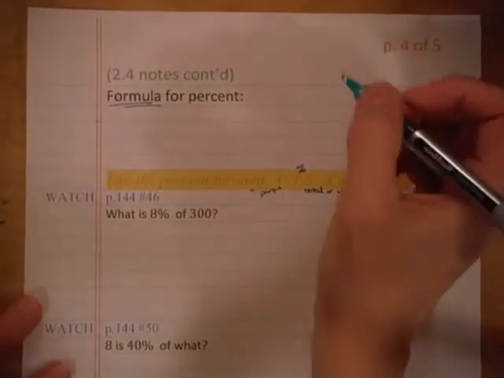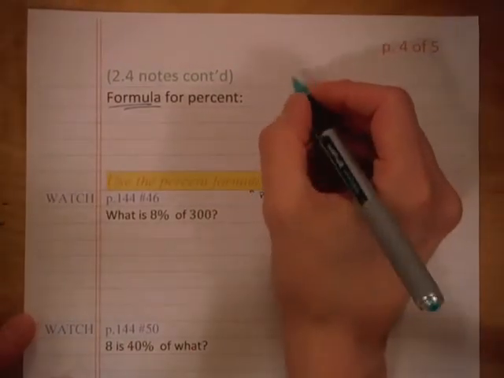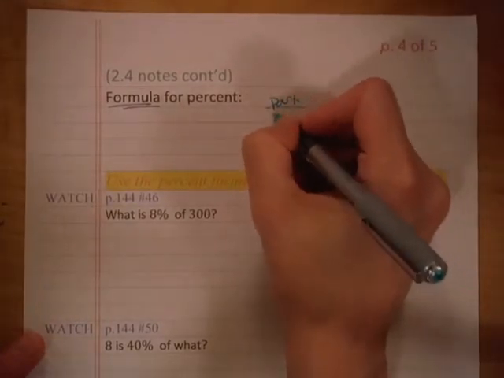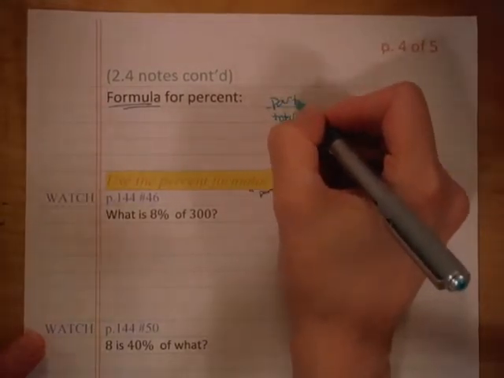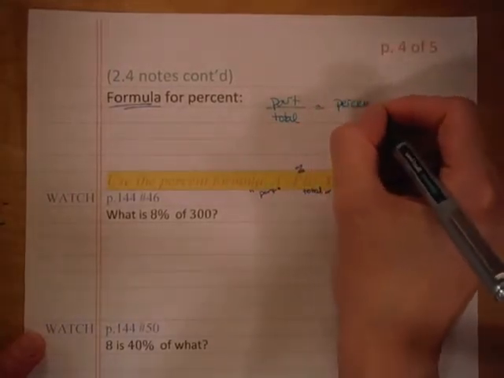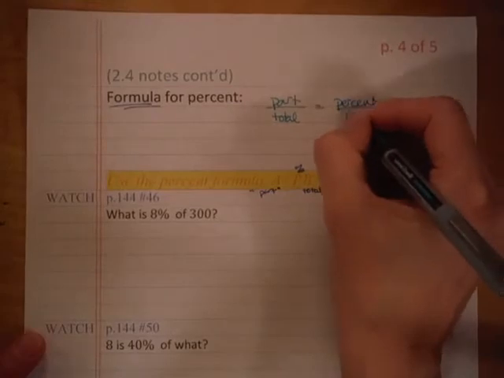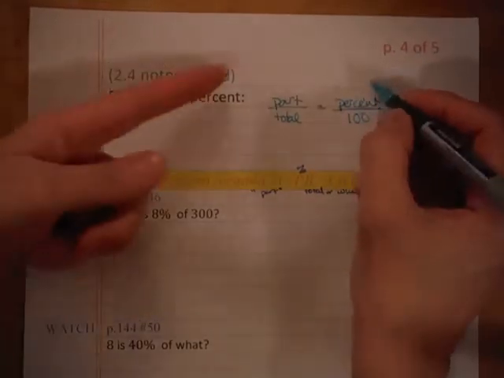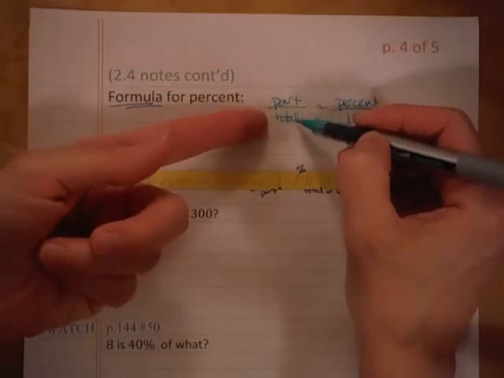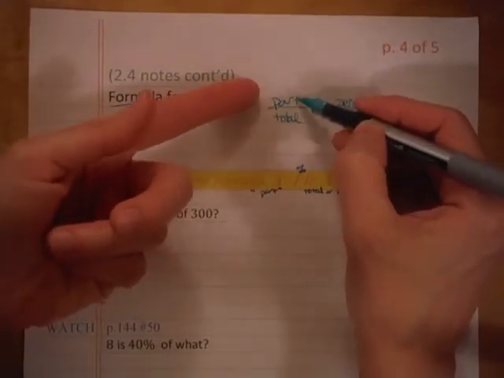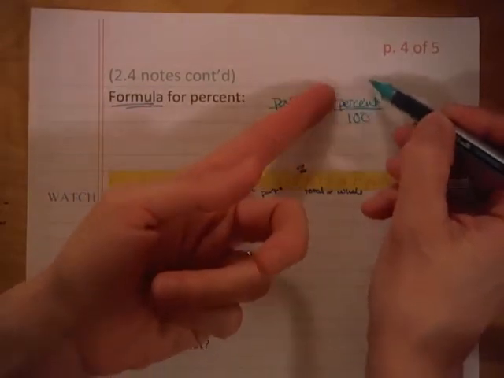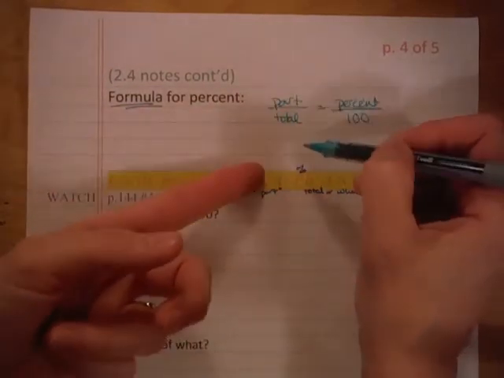So the formula for percent that I like to use is the idea that when you have part of something and you compare it to the total, so part over total, that is equal to your percent over 100, because that's what percent means. It's a way to compare. You might have a pie that's cut into 4 pieces. You ate 3 of those. That's the same as if you ate 75 out of the 100, 75% of that pie.